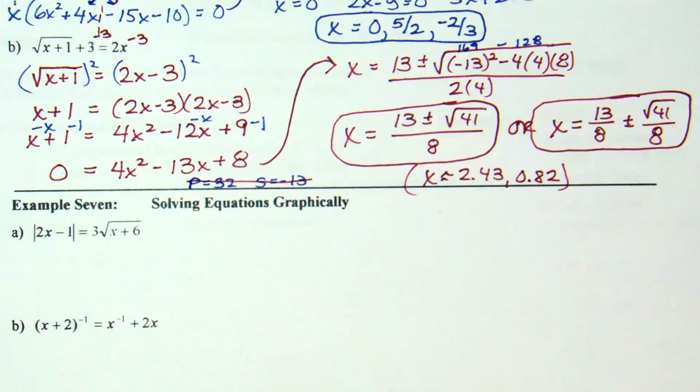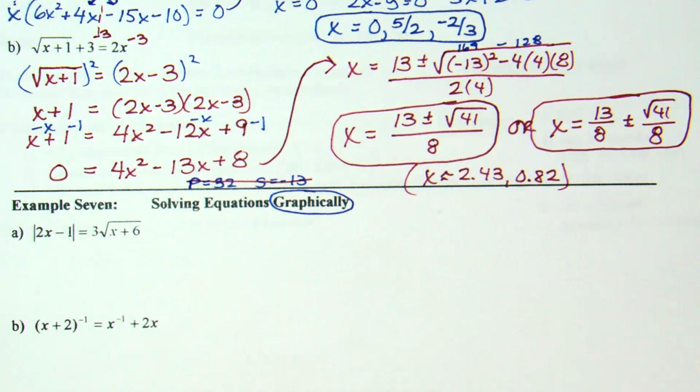So, okay. Example 7. Notice this section says solving equations graphically, which is a good thing because as I look at example A, the absolute value of 2x minus 1 equals 3 times the square root of x plus 6. As much as we've done algebra, that's not algebra we've done. Okay? I honestly don't even know if there is a good algebra method for this one. Maybe there is, but ugh.